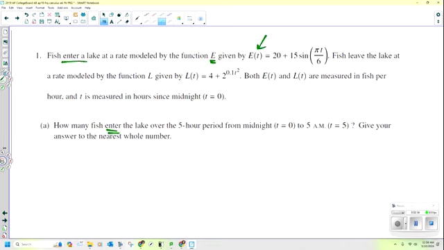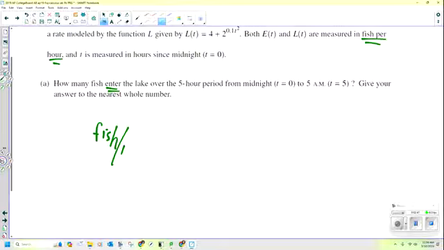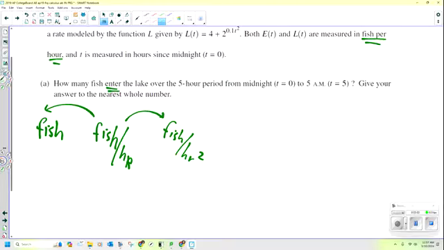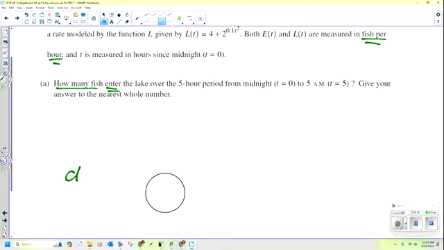Okay? So if I have fish per hour, if I take the derivative of that, that's fish per hour squared. If I integrate that, I just have fish. Okay? Remember, going this way is a derivative. We are going backward, so we need to integrate. Integration always adds up. So integration will tell us how many fish. All right? So now that that's established, we just need to integrate from 0 to 5.